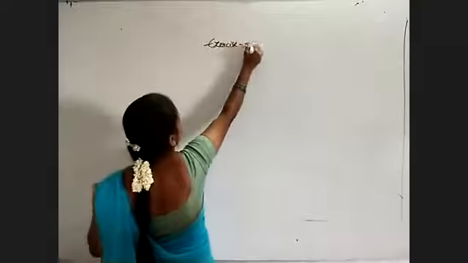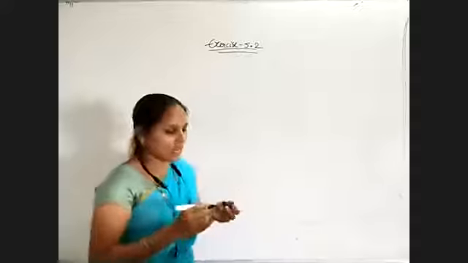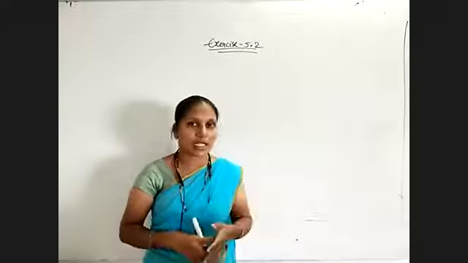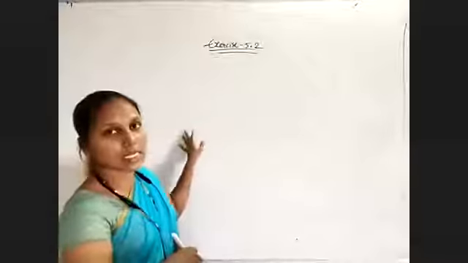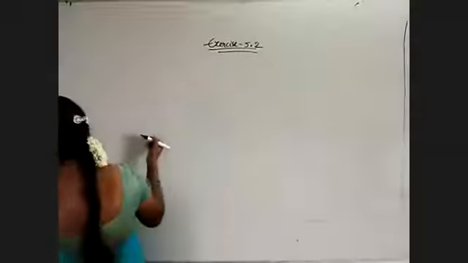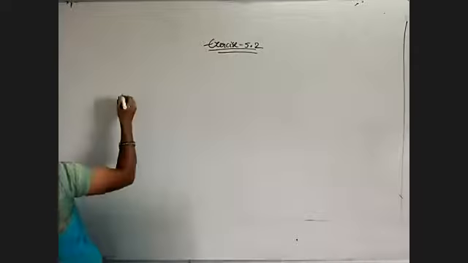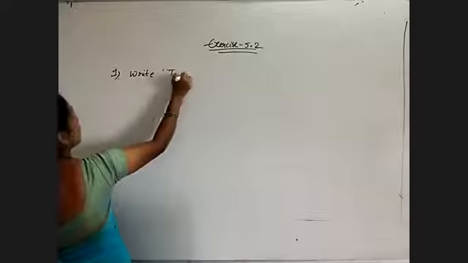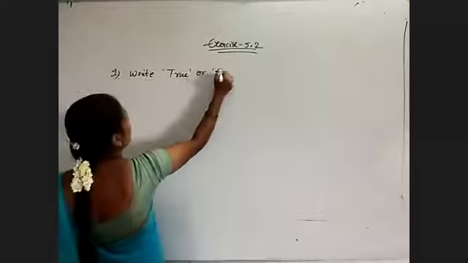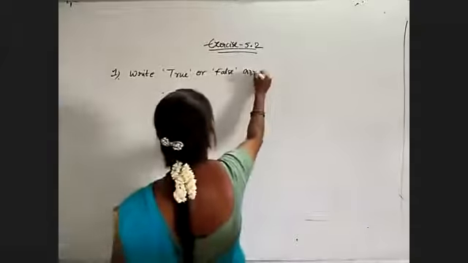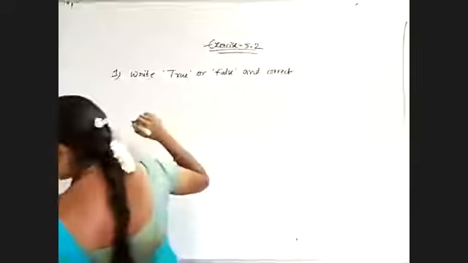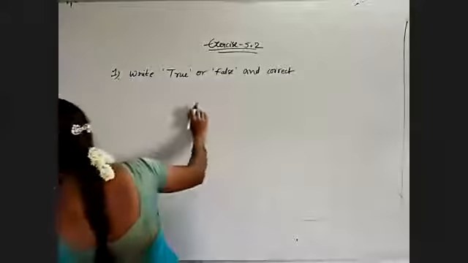Exercise 5.2. In exercise 5.1, we have constructed line segments and we have measured the line segments. Now we are going to construct the angles and measure the angles in this exercise. First question given, write true or false and correct all those that are false.